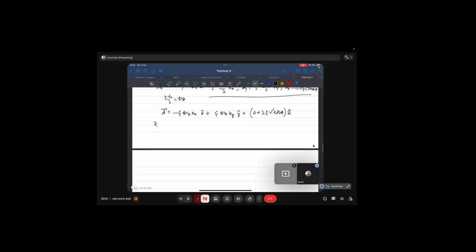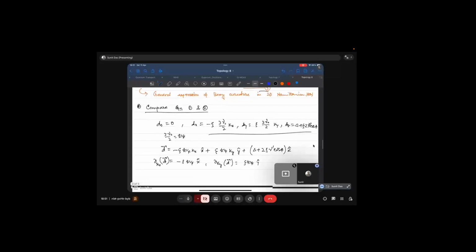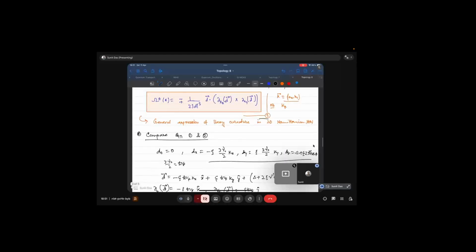Now del kx of d will simply be, since this is the only kx dependent term, minus xi h bar vf x cap. Similarly, del ky of d vector will be xi h bar vf y cap. Okay, so you follow this equation.